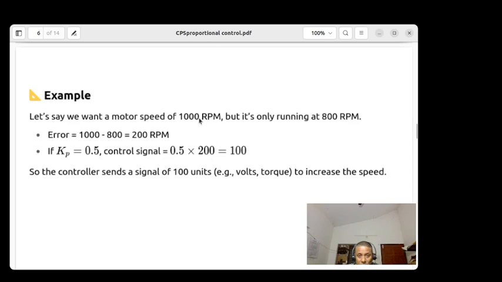But if you are increasing the Kp, there will be an overshoot. Sometimes it may not be at 1000 rpm, it may increase to more than 1000 rpm, it may reach 1100 instead of 1000. So if you are using it in a bike, the bike may hit another vehicle or may cause an accident. So the controller sends a signal of 100 units, volts or torque, to increase the speed.